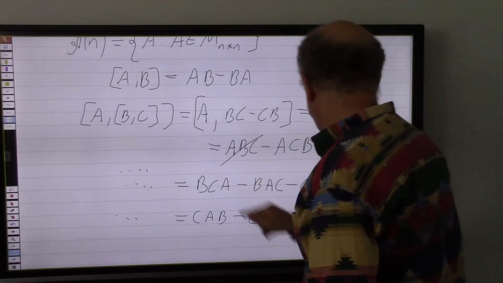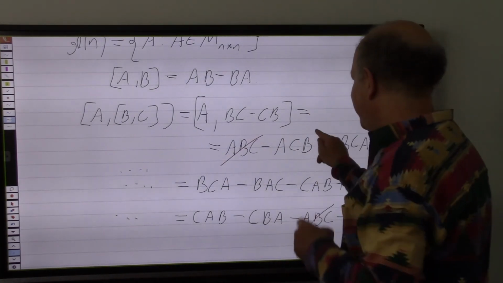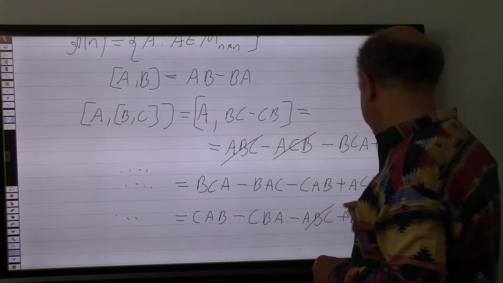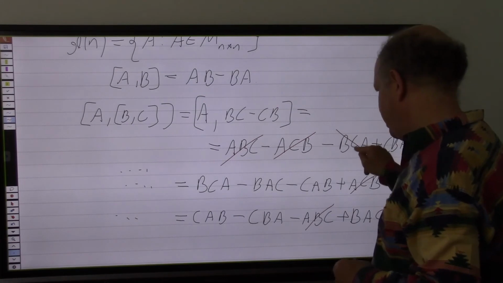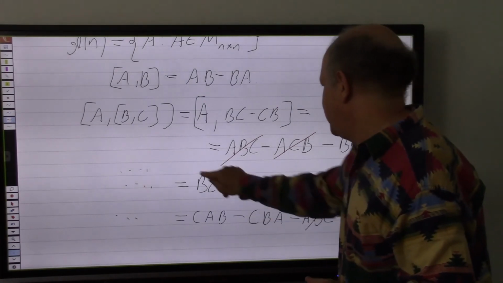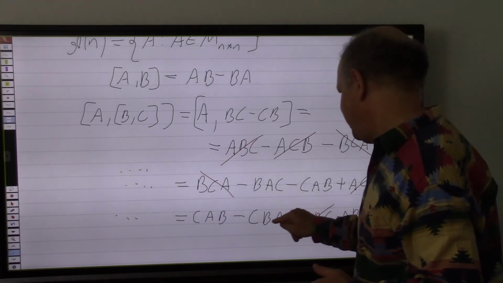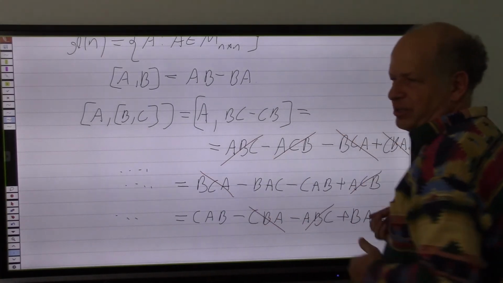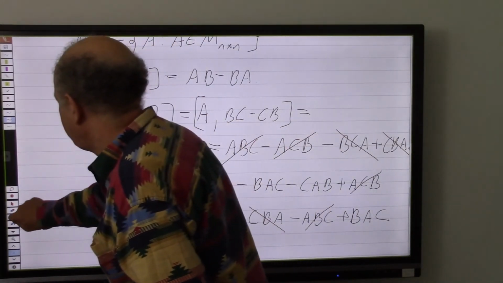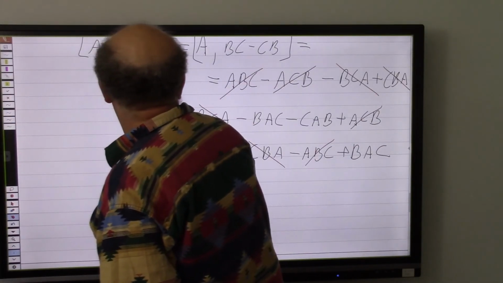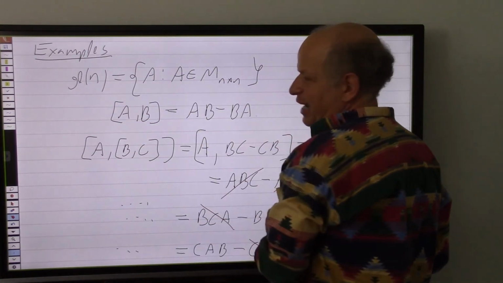So ABC appears here with a plus and here with a minus. ACB appears here with a minus and here with a plus. Minus BCA appears here with a minus and here with a plus. CBA appears with a plus and with a minus, and so on. So it's a routine verification. And okay, so I've shown that gl_n is a Lie algebra.